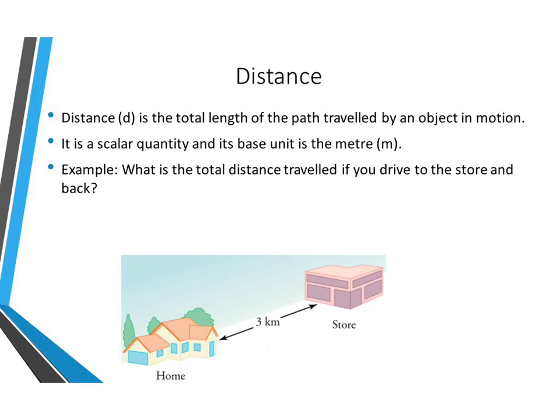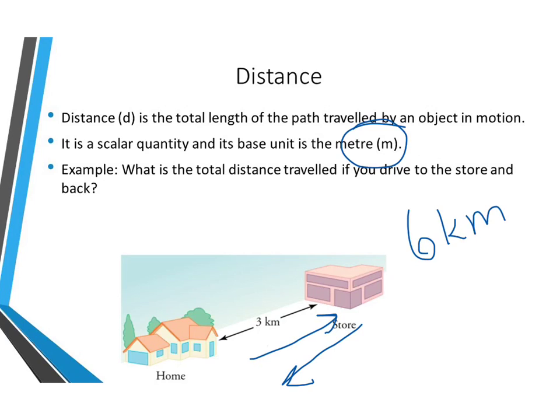So let's look at some key terms. So distance. Distance is a scalar quantity, and our base unit is the meters. You can have other units, of course, but generally when we're talking in physics and we're doing math, we want things in meters. So it's the total length of the path traveled by an object in motion. So if we look at this picture, it says, what is the total distance traveled if you drive to the store and back? So you would drive 3 kilometers to the store, 3 kilometers back, meaning your total distance traveled is 6 kilometers. So that's distance.